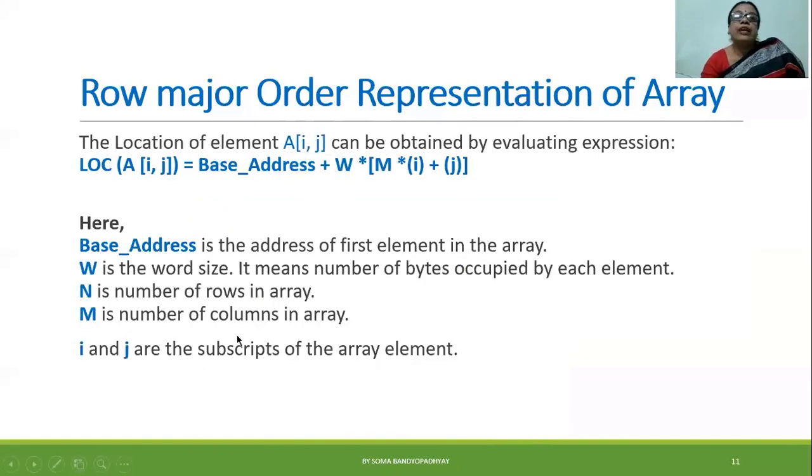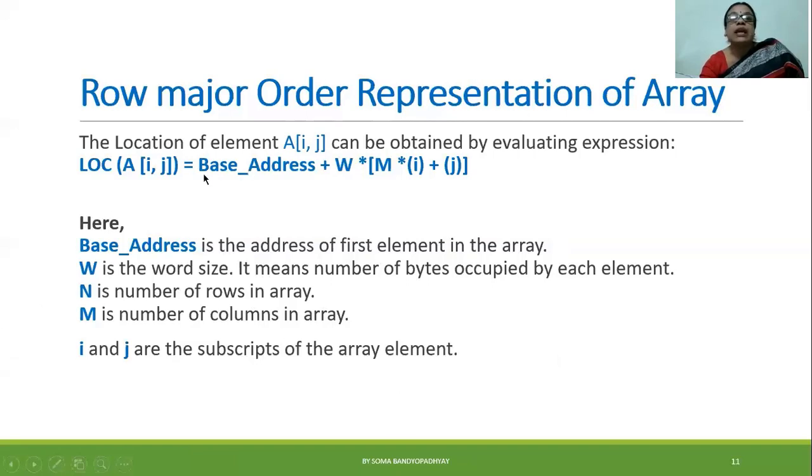Now, if we calculate the location of the element Aij, we can calculate the location by evaluating the following expression. Location of Aij equals the base address plus W into M into I plus J. Here, the base address is the address of the first element in the array. W is the word size. It means the number of bytes occupied by each element. N is the number of rows in the array and M is the number of columns in the array. I and J are the subscripts of the array element.